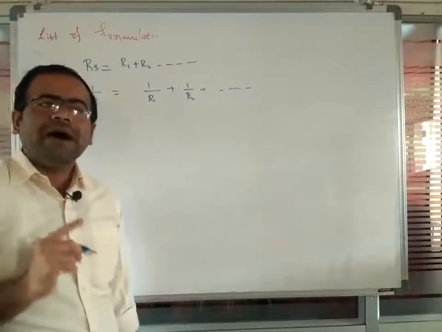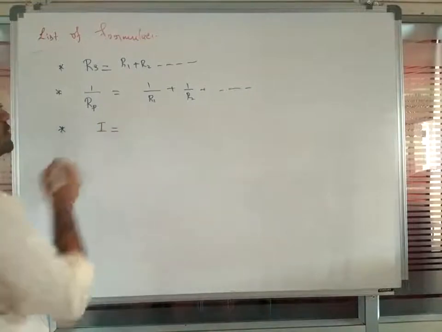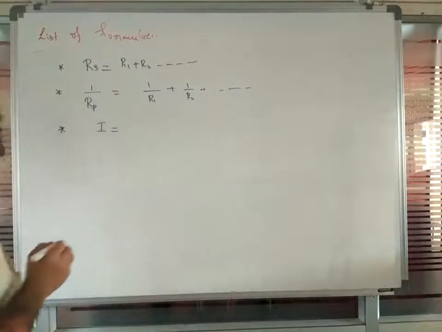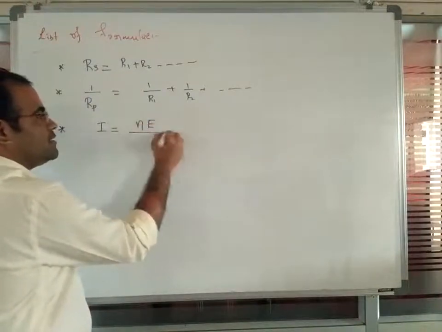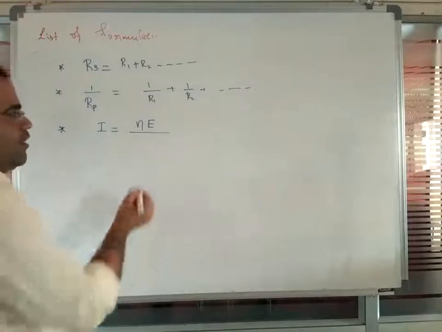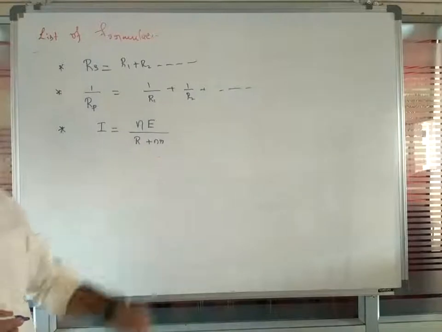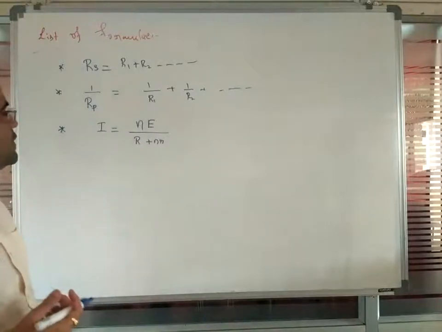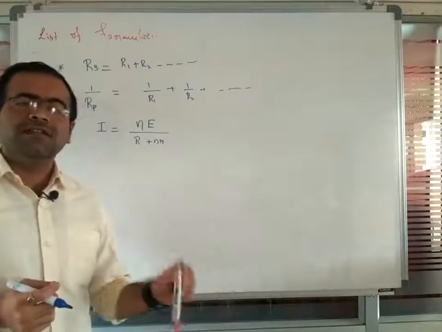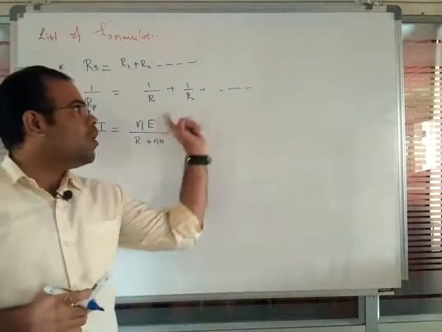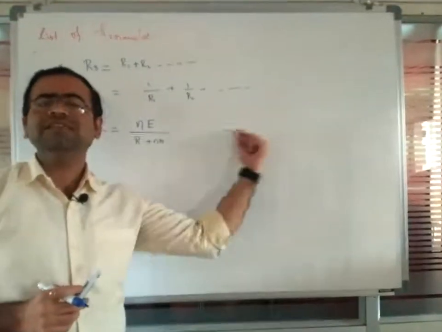Now, one more important formula is for when we have cells in series and cells in parallel. When cells are in series, the amount of electric current is given by N into capital E divided by R plus N into small r. Small r represents the internal resistance of a cell, whereas capital R represents the external resistor connected to the combination of these cells.